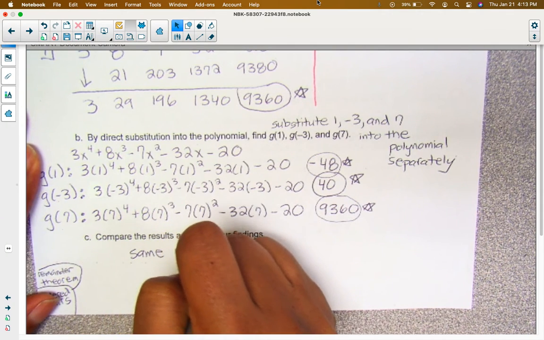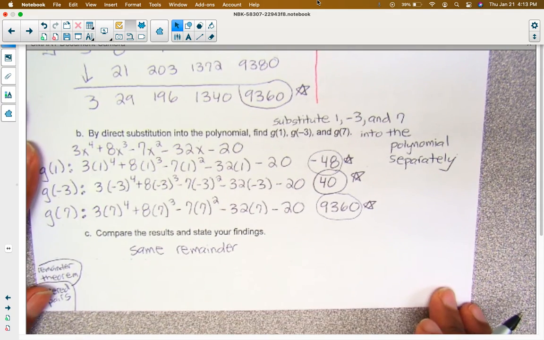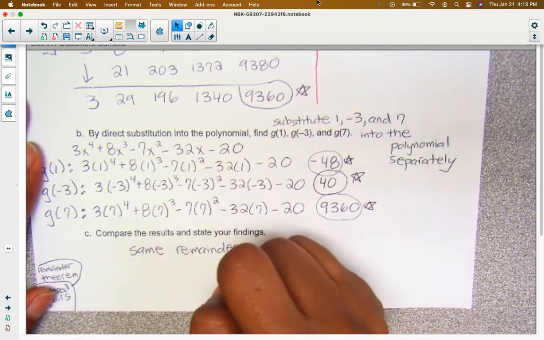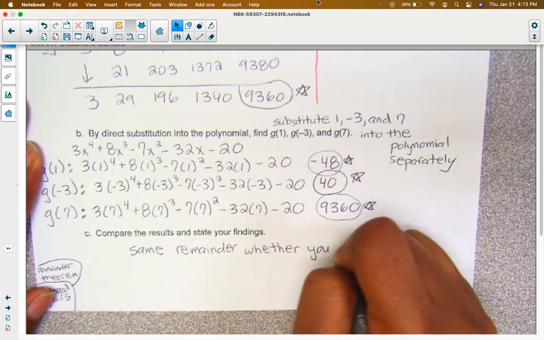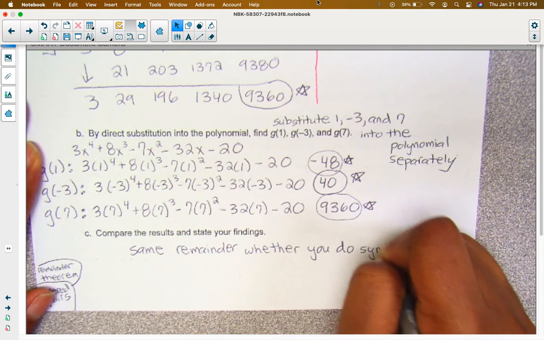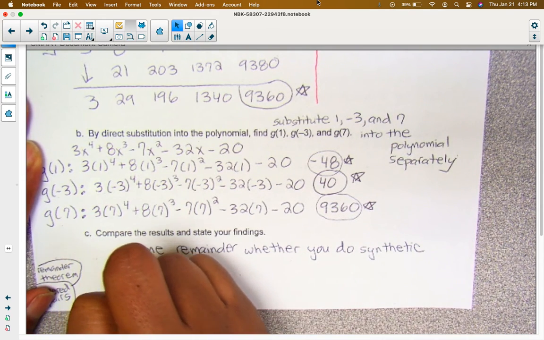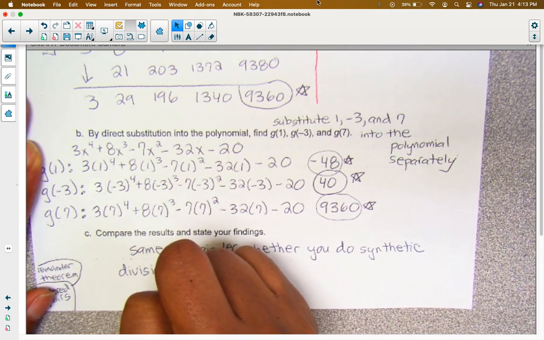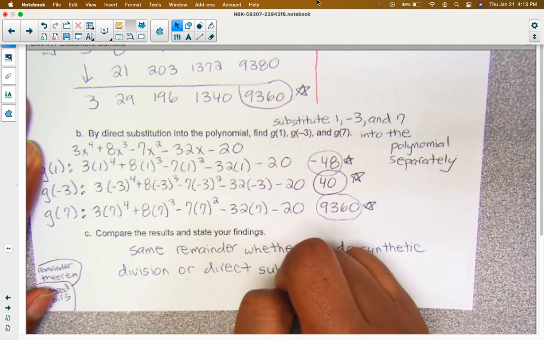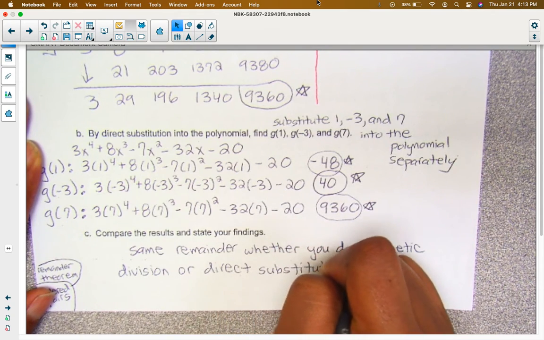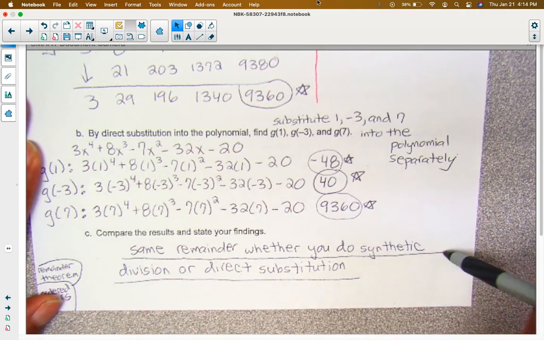remainder. So this is the take-home point for the remainder theorem. Write it down, star it, highlight it. You get the same remainder whether you do synthetic division or direct substitution. So that is the take-home point for the remainder theorem.